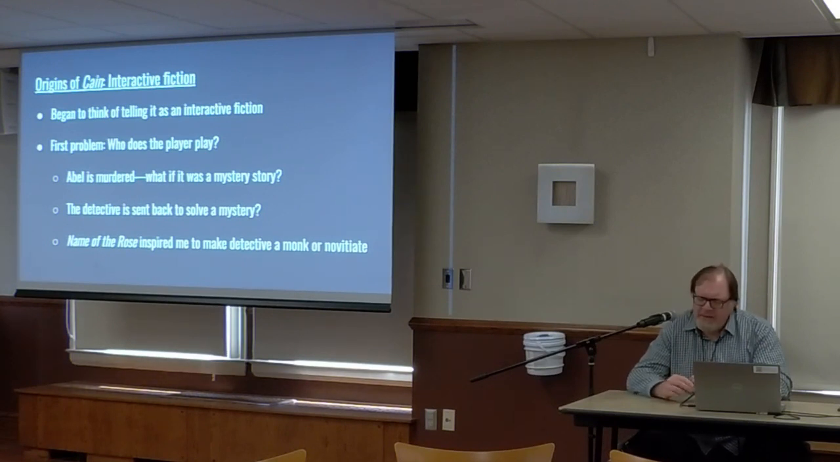So it occurred to me that Abel was murdered. So what if it was a mystery story? What if there's a detective that is sent back to solve some kind of mystery associated with this? When I was thinking about it, I wondered whether it would be a modern detective or a detective from history. And thinking about The Name of the Rose sort of inspired me to make the detective a monk or a member of a religious order. Someone from the Middle Ages or pre-Renaissance perhaps, who actually goes back to see the events and to answer some question related to the story of Cain and Abel.